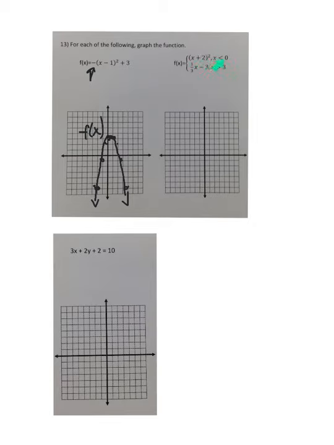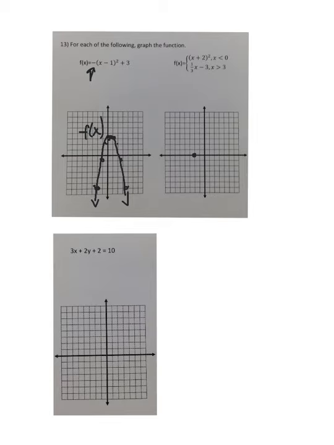Now, let's look at this domain here. We're only going to be graphing the points that are less than 0. So again, I would suggest you start with the turning point, which we know is going to be shifted to the left 2. So there's your turning point. And then we can do the 1, 4, 9 method.